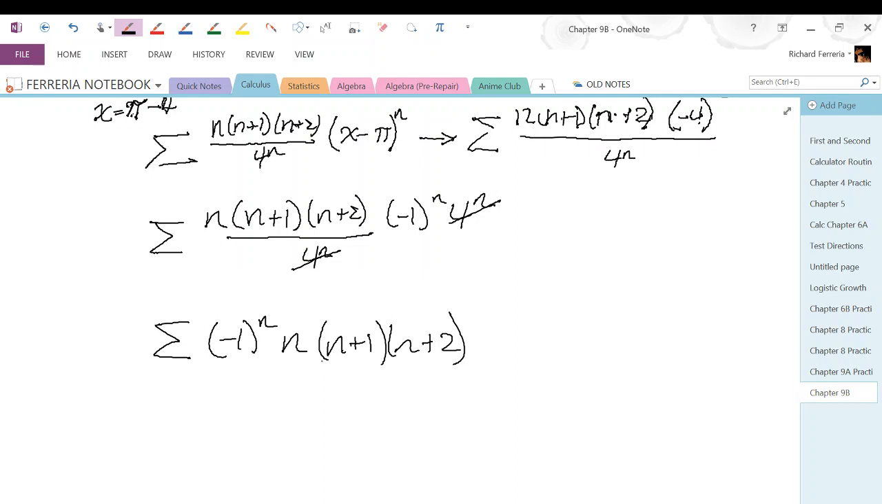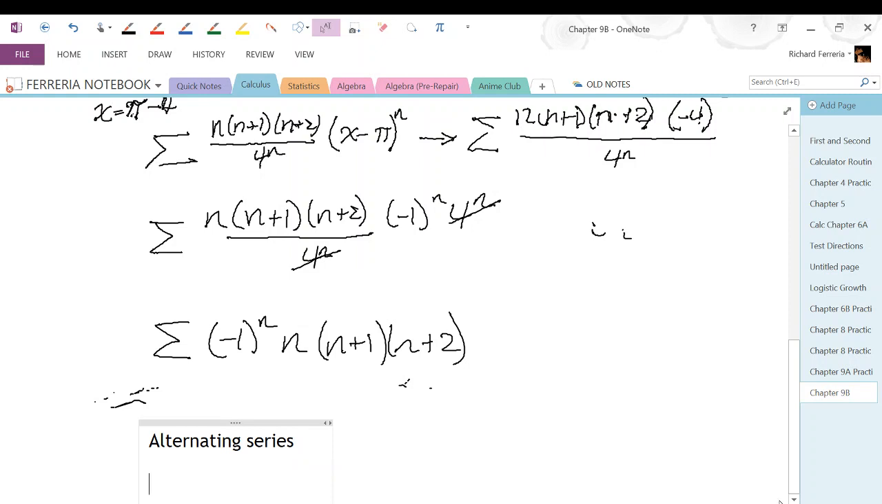Where'd my cursor go? Oh my gosh, you know, this thing used to work so well. I don't know what happened. That doesn't look at all right. Guys, it's almost faster if I just type this at this point. This is an alternating series, right?